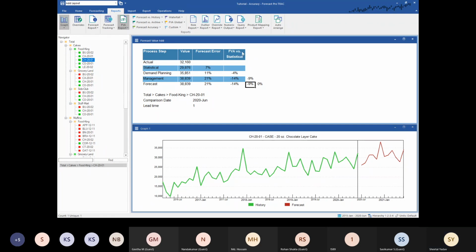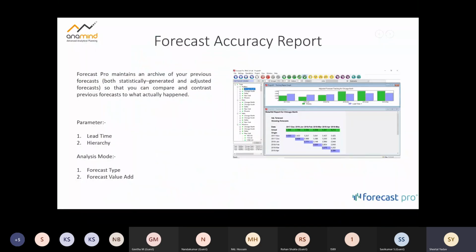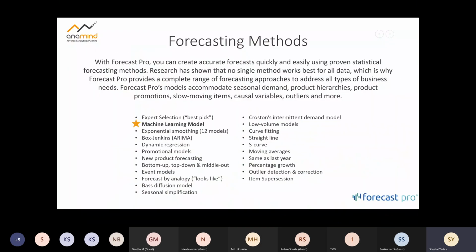Okay, let's move to the final topic, which is the forecasting method, and we'll be talking about the machine learning method today. Now in Forecast Pro, we have various techniques, as you know. So we use the expert selection method for the system to be able to calculate the best fit model based on the individual items' actual sales.